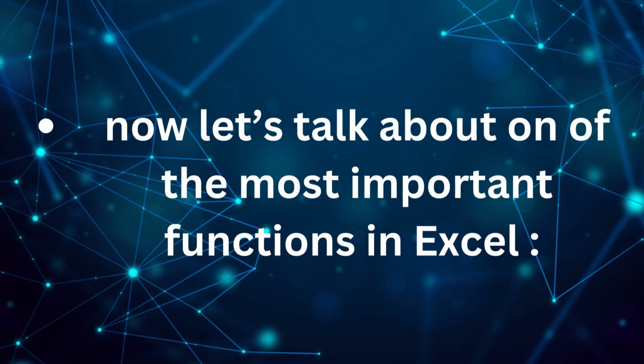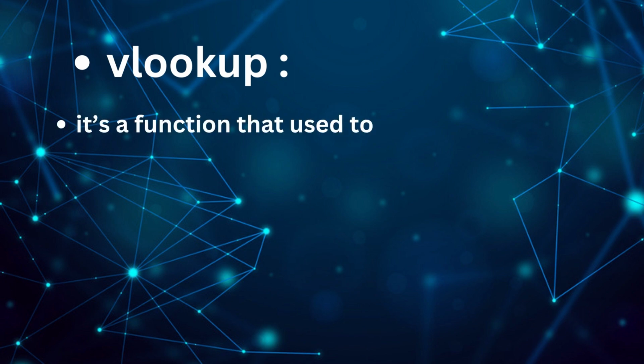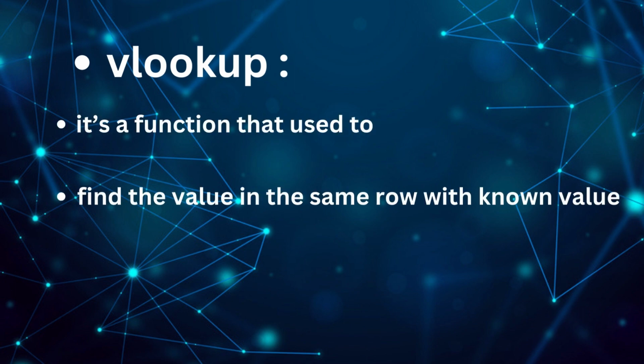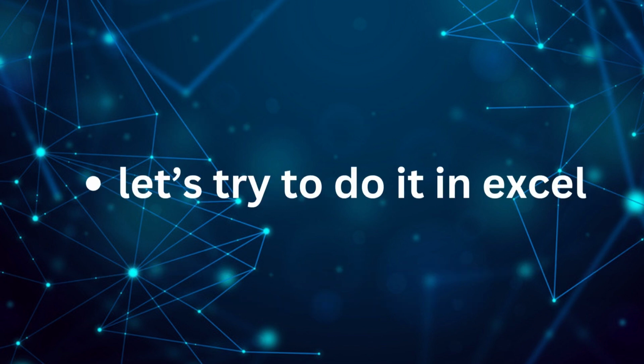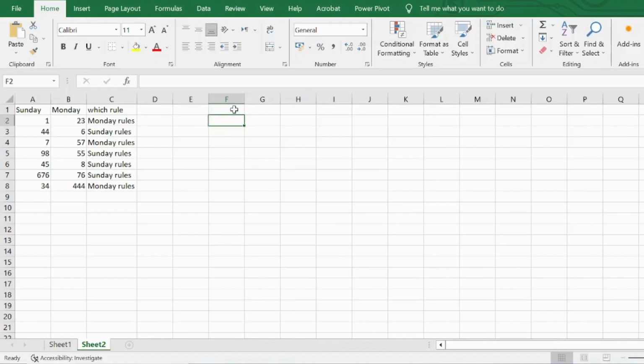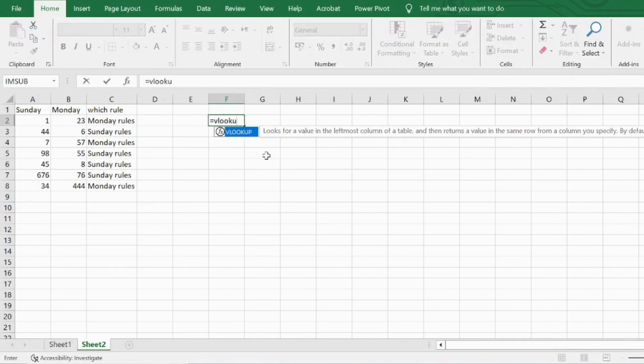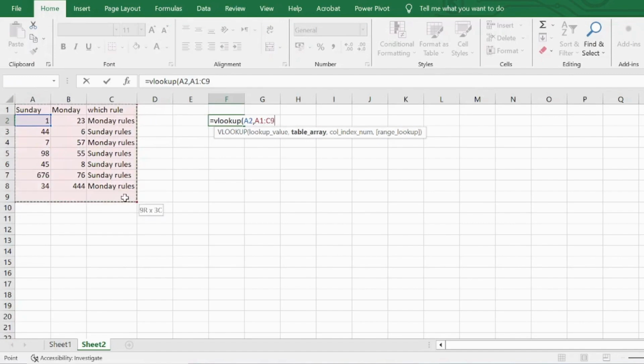Now let's talk about one of the most important functions in Excel, VLOOKUP. It's a function used to find the value in the same row as a known value, based on the known value and the number of columns between them. Let's try to do it in Excel. Let's check in this column if it is Sunday rules or Monday. So equal VLOOKUP, open parenthesis. Lookup value is in cell A2. Table array is all of these values. And the value which we want is in the third column.